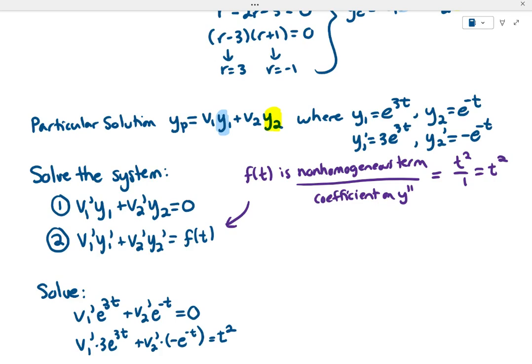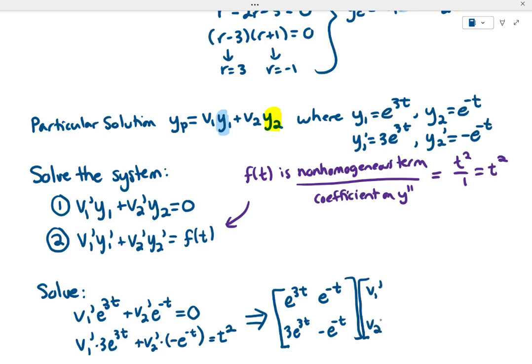Now, we solve the system to find v1 prime and v2 prime however we choose. Personally, I like to use Cramer's rule, so the first thing I do is write this as a matrix equation. The 2 by 2 matrix, e to the 3t, e to the negative t, 3e to the 3t, negative e to the negative t, times the column vector v1 prime, v2 prime, equals the column vector 0, t squared.